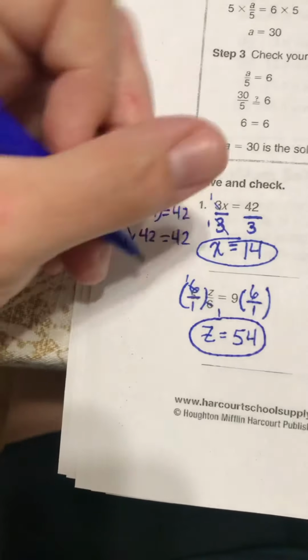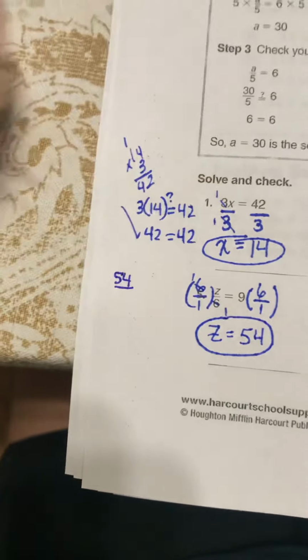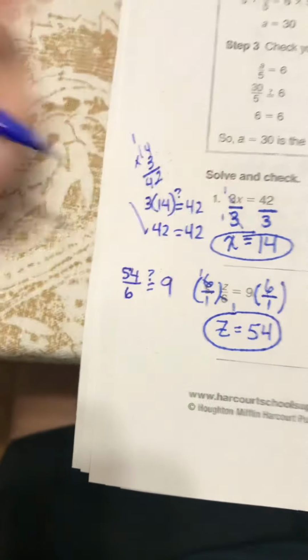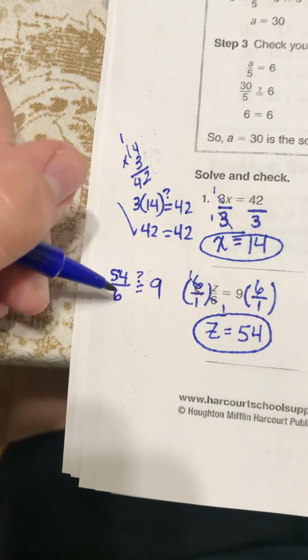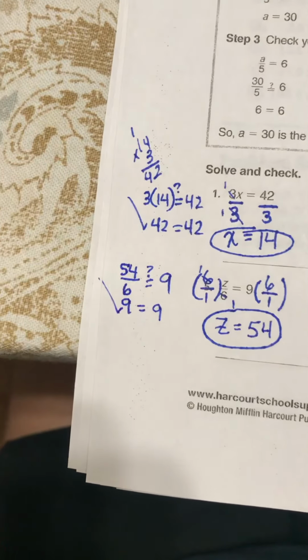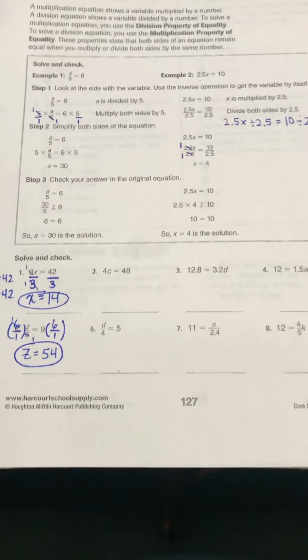So that would be our answer, but we want to make sure we're checking our work with our substitution method. So 54 divided by 6, does that equal 9? Well, 54 divided by 6, that is 9. 9 equals 9. Checked it. Awesome. All right, try the rest of this page. Come back and check your work.